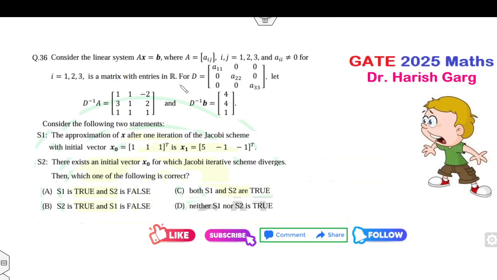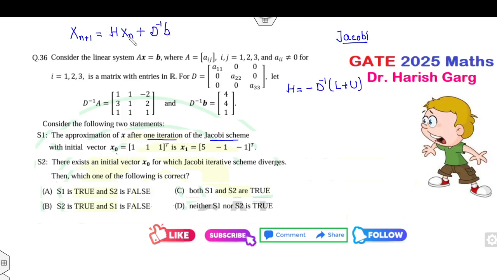Okay, look at this another one. Consider the system of equations, and approximate the first iteration of the Jacobi scheme. Now, do you know what the iterative scheme of the Jacobi method is? It is minus D inverse (L plus U). This is the iterative scheme of the Jacobi method. Fine. So you can see x of n plus 1 is H xn plus D inverse b.